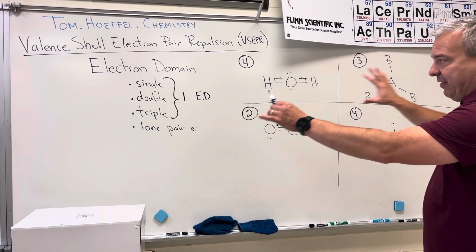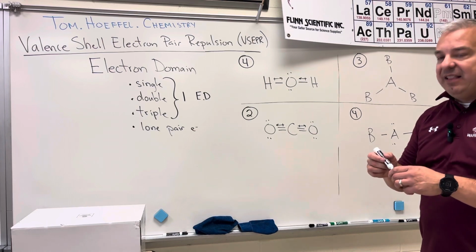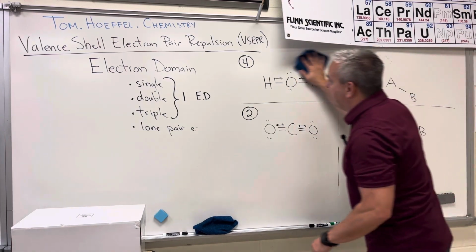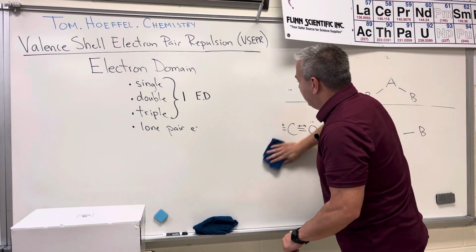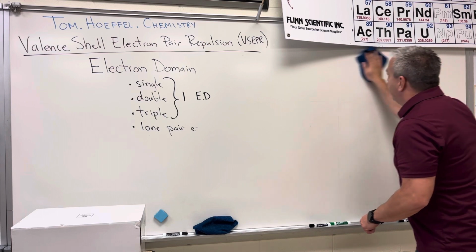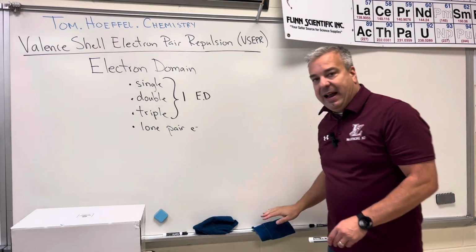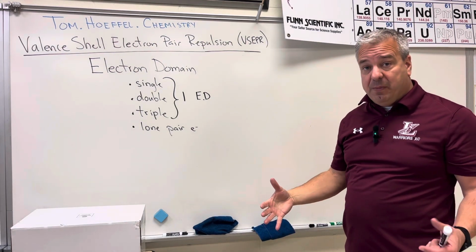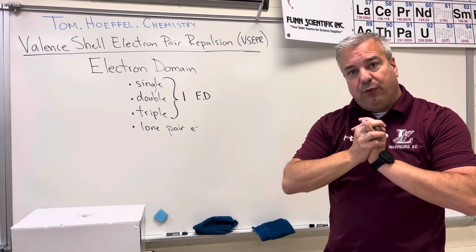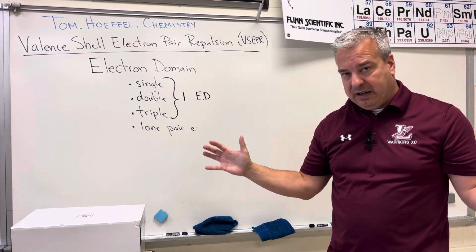Now that we can count electron domains, let's get into the geometry of these different structures. We're going to start out with 2 electron domains, and then work our way up to a structure that might have 6 electron domains. If you stick with this to the very end, you're going to be able to do geometry for all of these different types of molecular compounds.